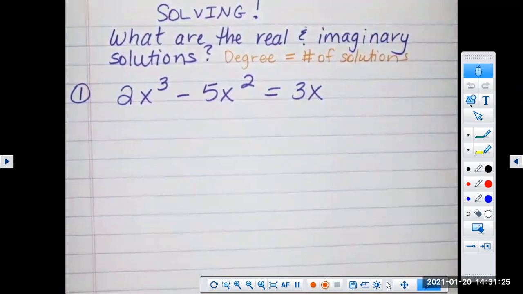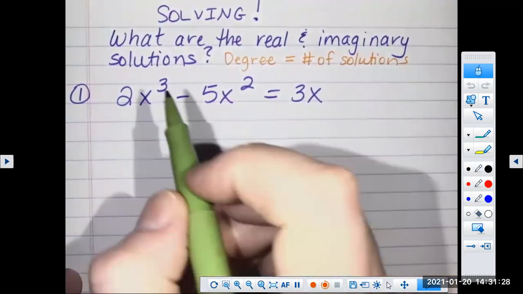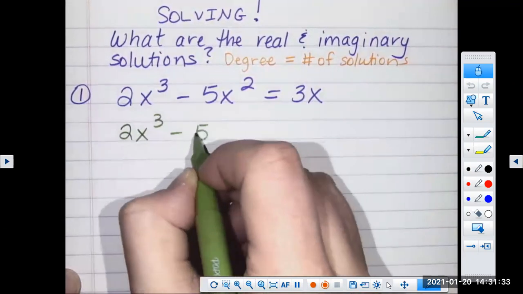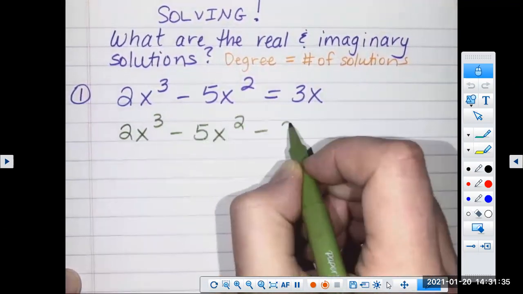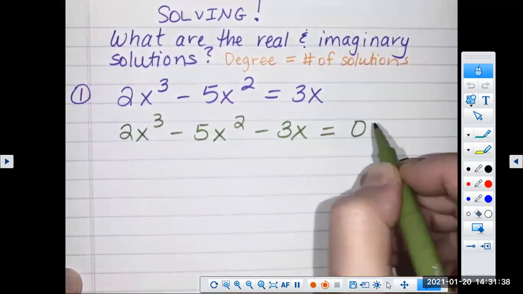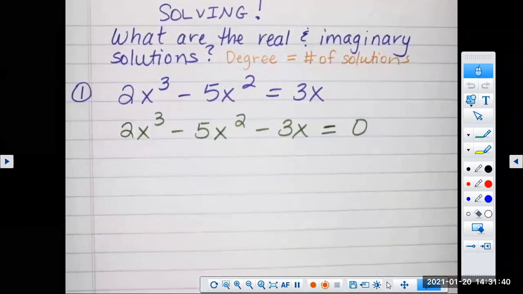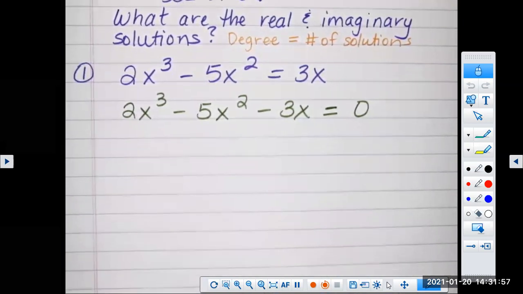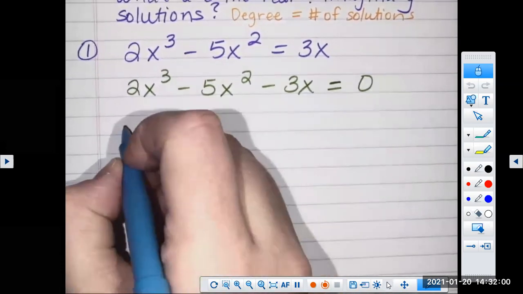Going back to your steps that you wrote down at the first of the lesson, you have to set it equal to 0. So I'm going to subtract 3x, set the right side equal to 0. Okay, your next step is to factor it, if it will. Is there something I can factor out of all 3 terms? Good. You can factor out an x.